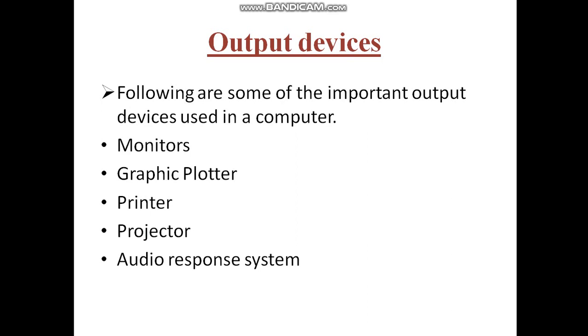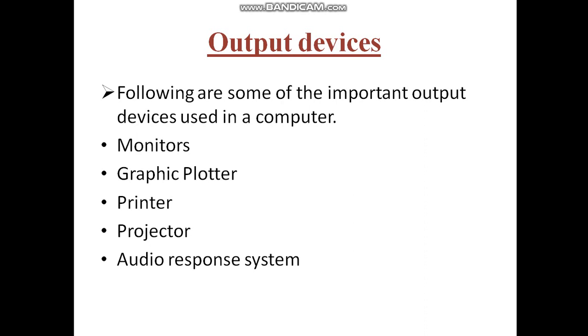Next is an output device. In the first part, we learned about the input devices. We all know that an input device is used to give input to a computer in the form of information. Now, an output device is used to give us output in the form of information, hard paper, etc. The following are some of the important output devices used in a computer.